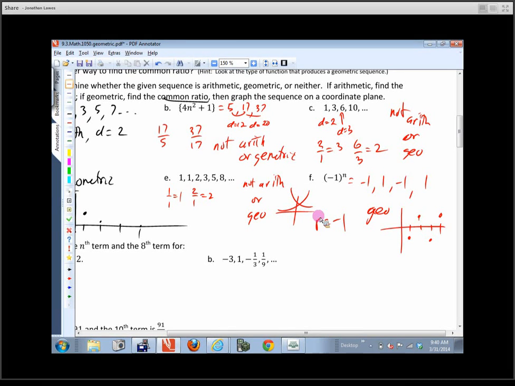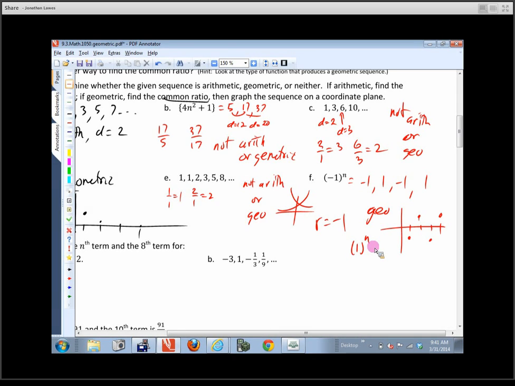Doesn't look like either one of them, so it's one of those oddballs, okay? -1 to the n, we use that if we want to make a series or a sequence alternate, okay? And what about this one right here? What if I did +1 to the n? Does that qualify as geometric?